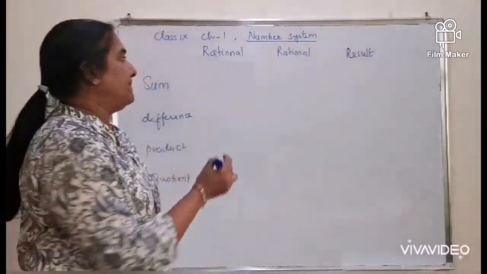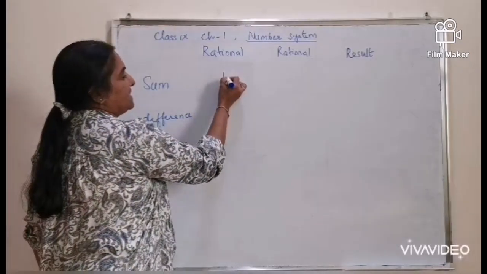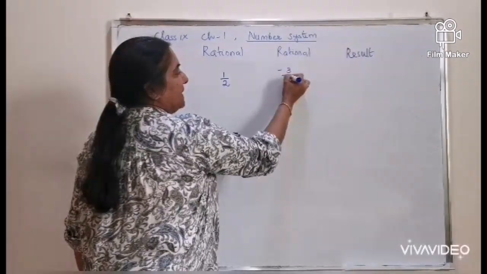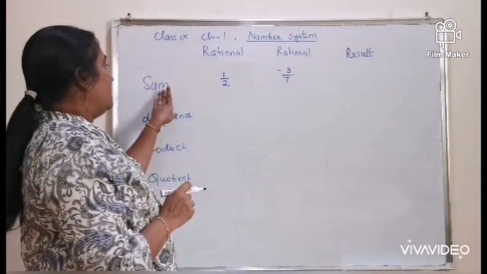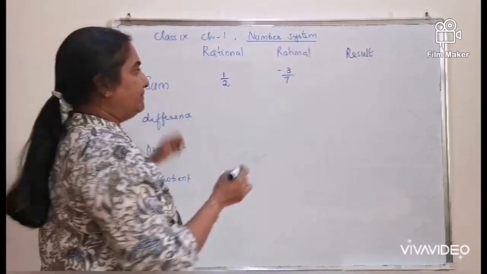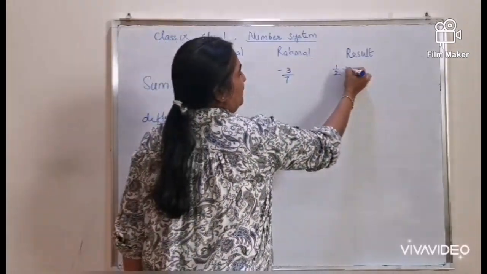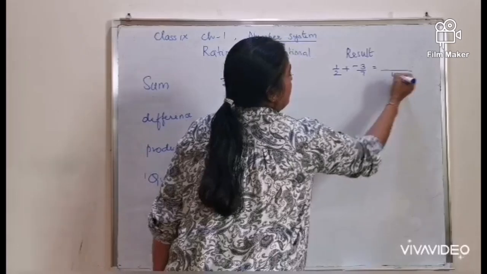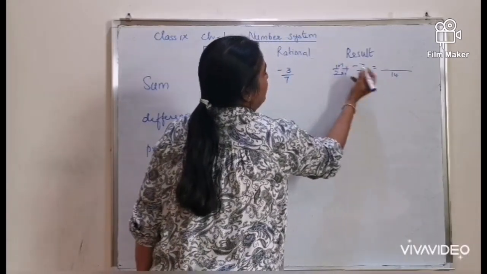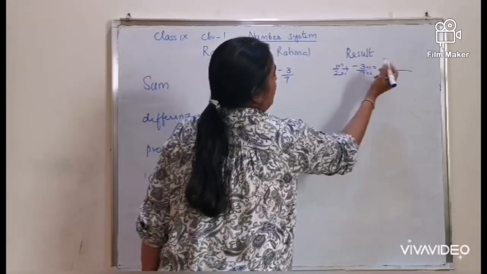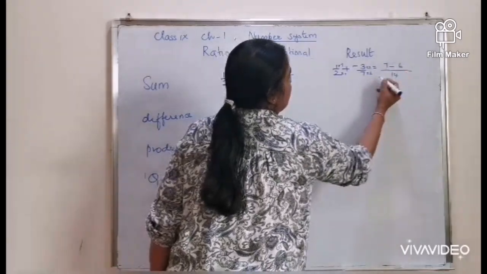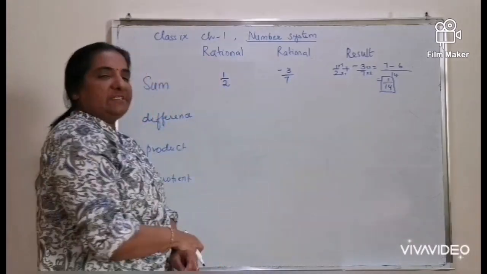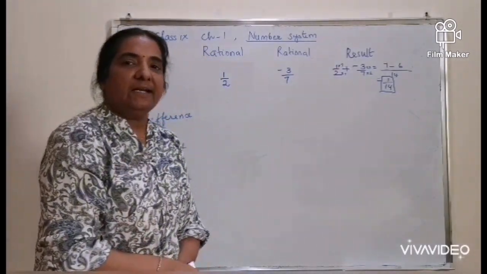Let's take the example of the first rational number as 1/2 and the second rational number as -3/7. If you find the sum of them, 1/2 plus (-3/7), as the LCM is 14, you are getting it as (7 - 6)/14. The answer is 1/14, which is again a rational number.